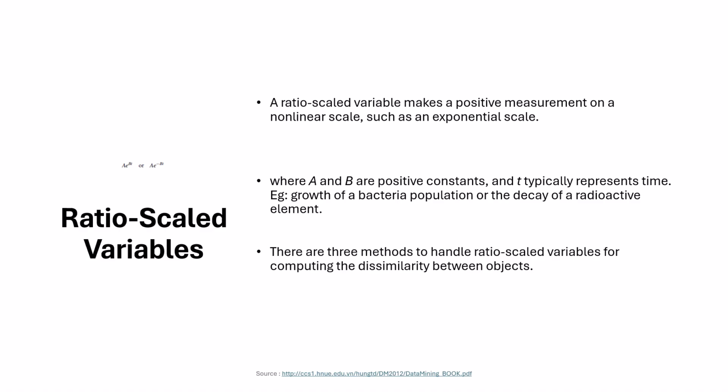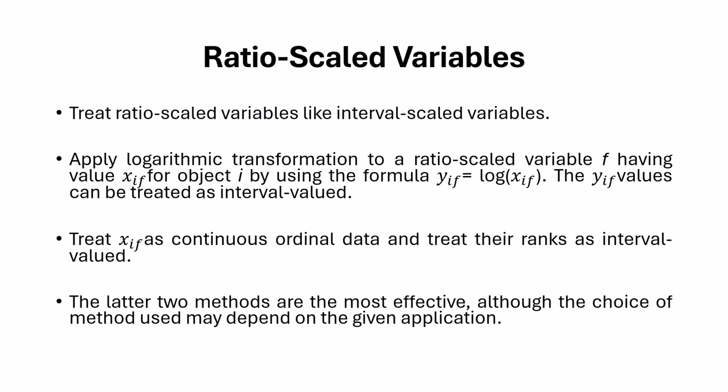There are three methods to handle ratio scaled variables when computing the dissimilarity between them, like interval scaled variables. First, apply the logarithmic transformation to a ratio scaled variable f having value xif for object i by using the formula yif equals log of xif. The yif values can be treated as interval values. Third, treat xif as continuous ordinal data and treat their ranks as interval values. The latter two methods are the most effective, although the choice of method may depend on the given application.